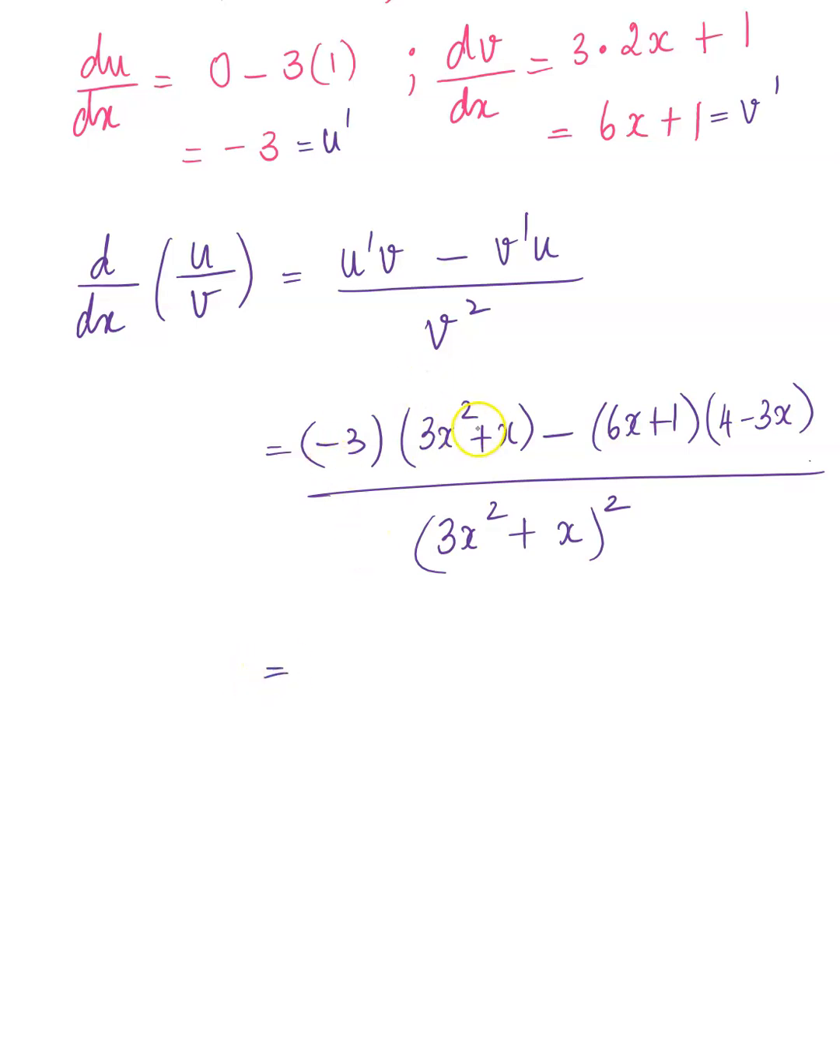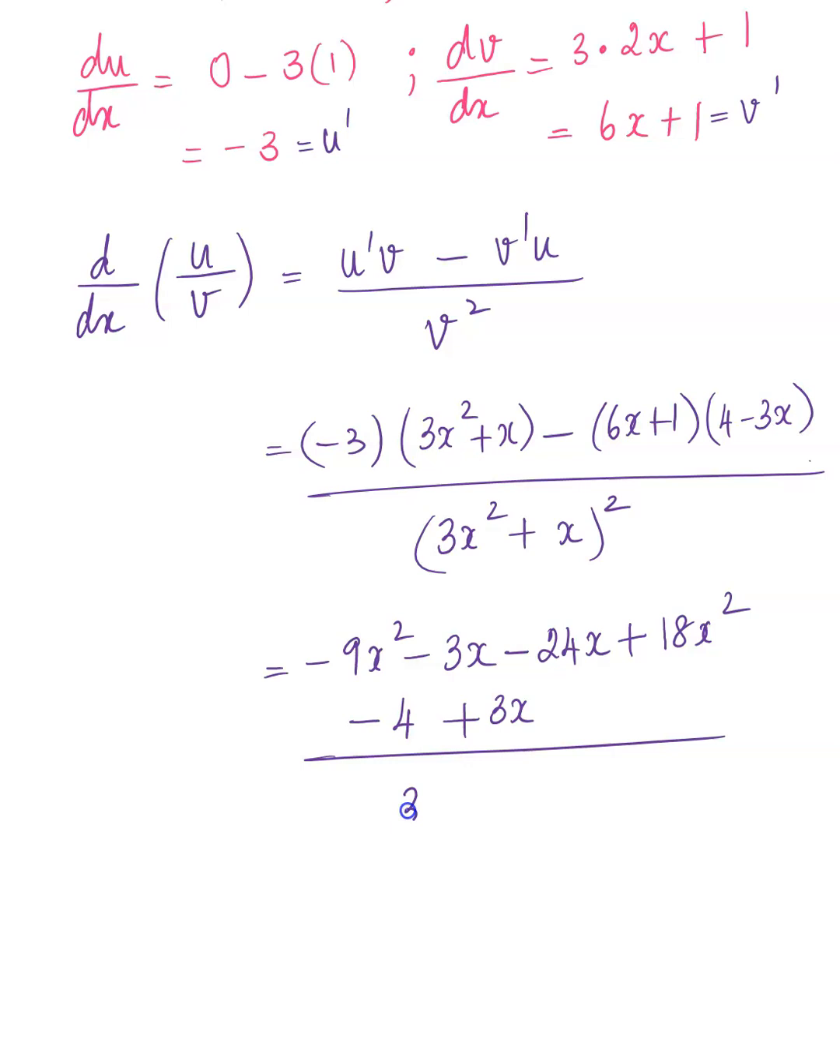All right, so that has to be distributed. That gives us negative 9x squared minus 3x. Then remember the minus here outside when you FOIL. So that's going to be minus 24x plus 18x squared minus 4 plus 3x all over 3x squared plus x, the whole squared.